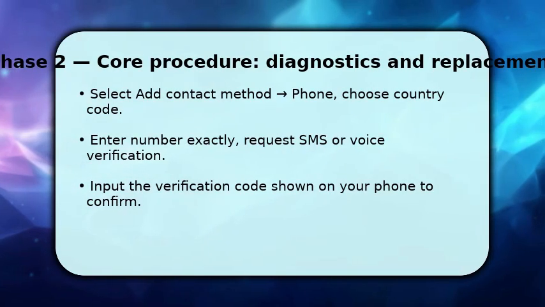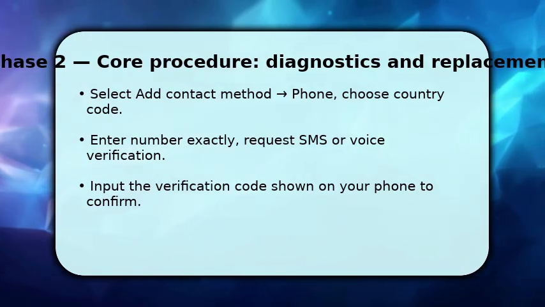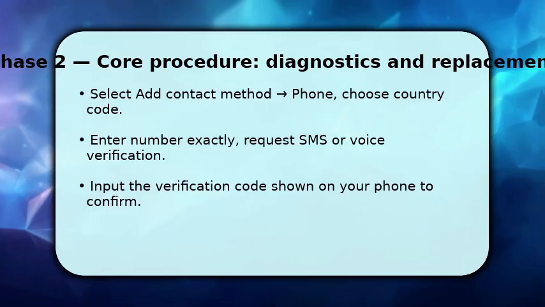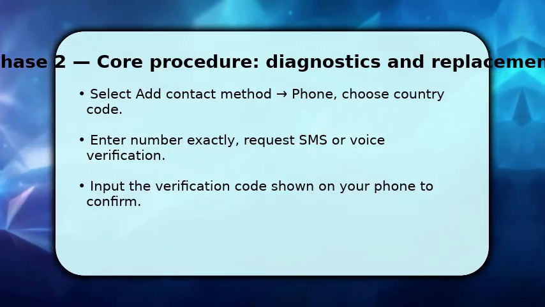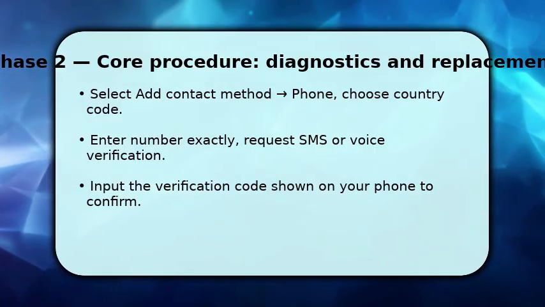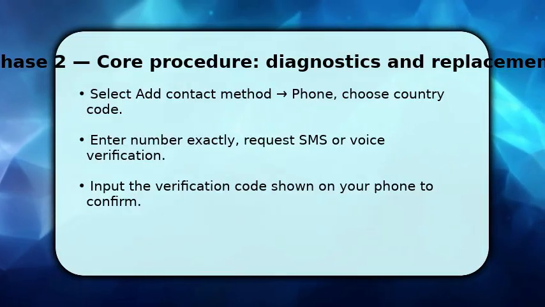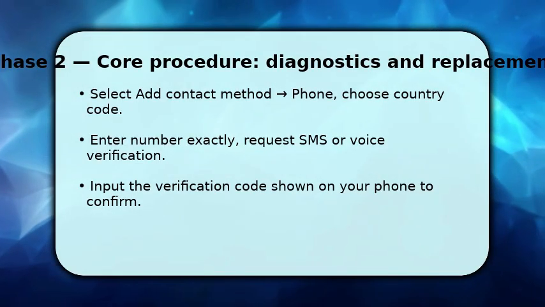You'll click Add a Contact Method and pick Phone, then choose the correct country code so the number formats properly. Type the digits carefully and choose SMS or a voice call for the code. SMS is faster, voice works when SMS fails. After requesting the code, switch to your phone and read the digits back to the Microsoft prompt.